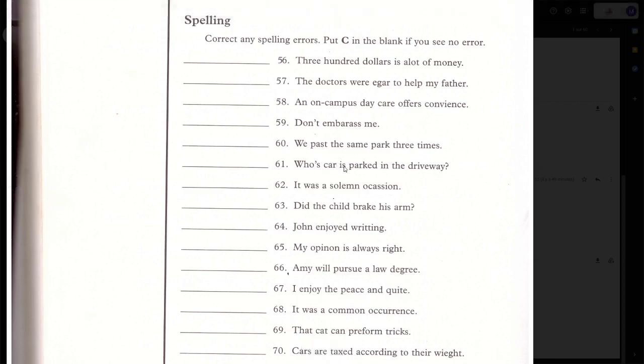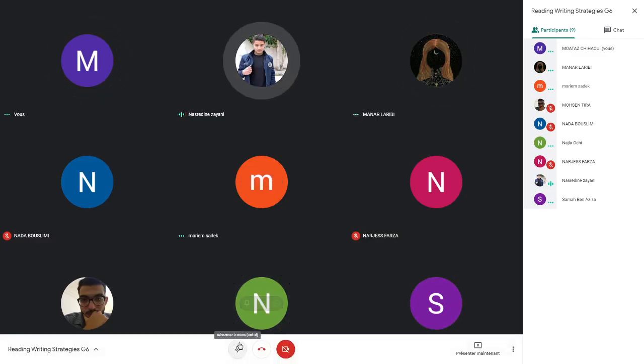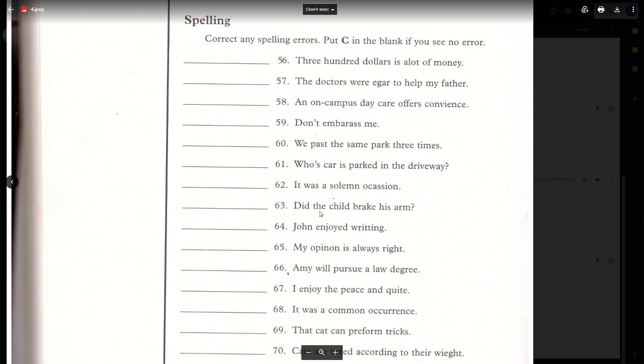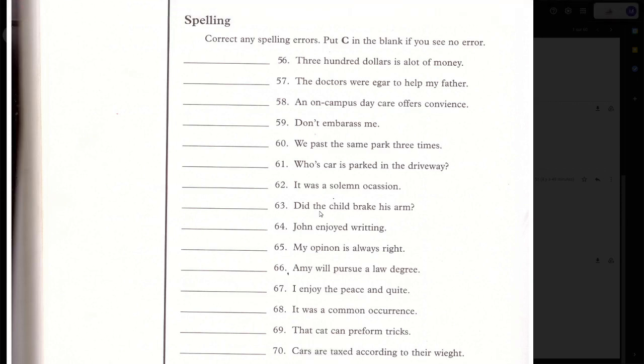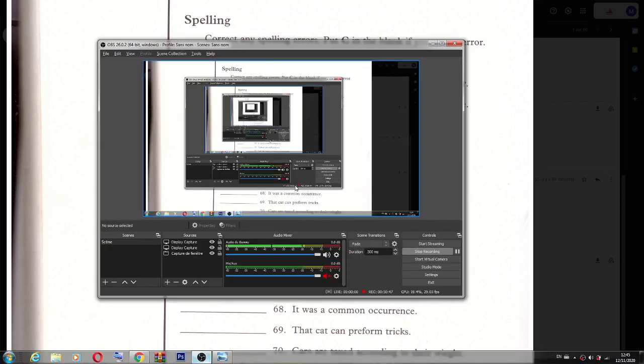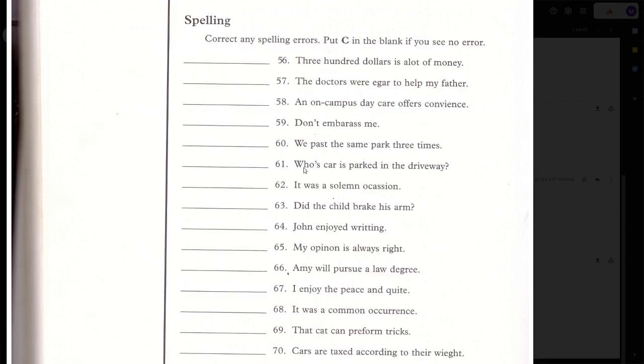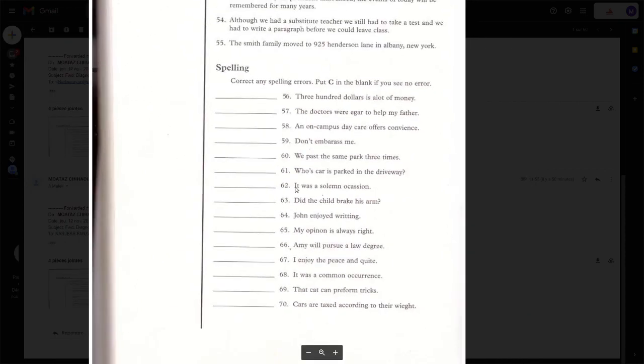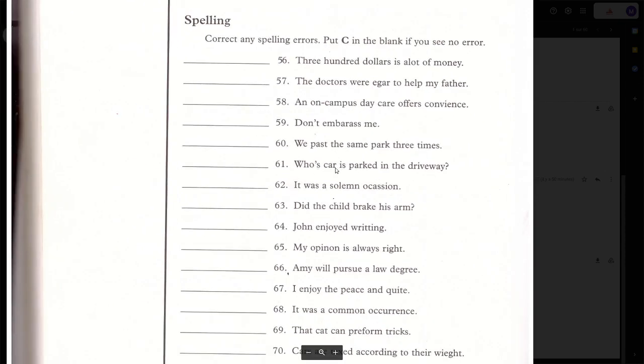Number 61. Whose car is parked in the driveway? It's whose. No, there's no R. Whose? W-H-O-S-E. Whose? Is it clear? Yes. Okay, good. Sorry, I missed it. No problem. Okay, number 62.